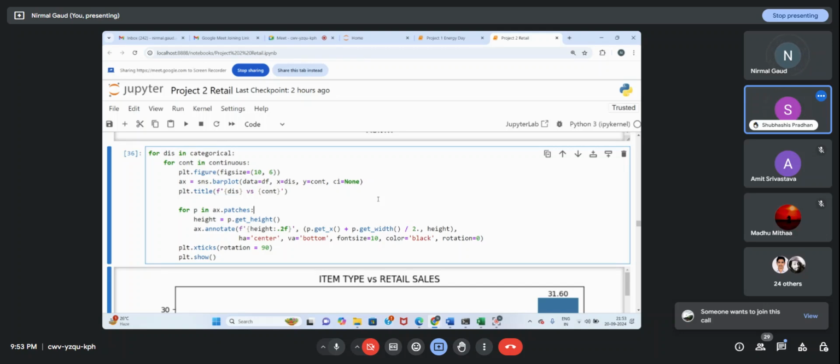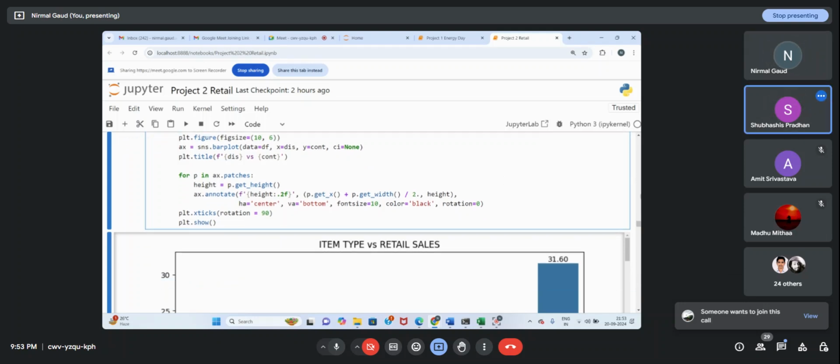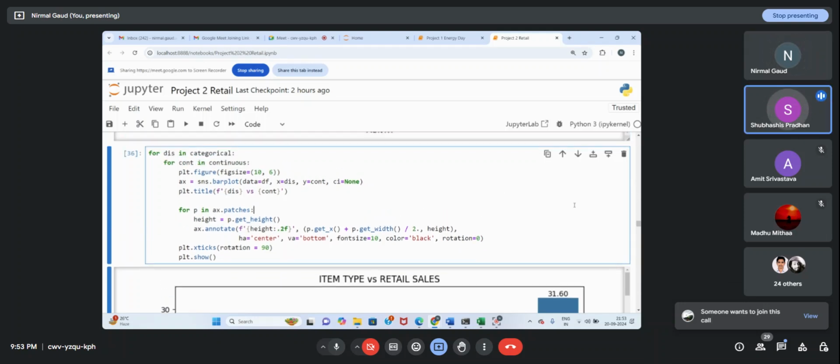Yeah, sir. Suppose we want to check the correlation between one categorical and one continuous value. Suppose there are two values, one is categorical, one is continuous. Now, categorical and continuous: categorical will be on the x-axis, continuous will be on the y-axis. Sir, and how can we check the correlation between them?